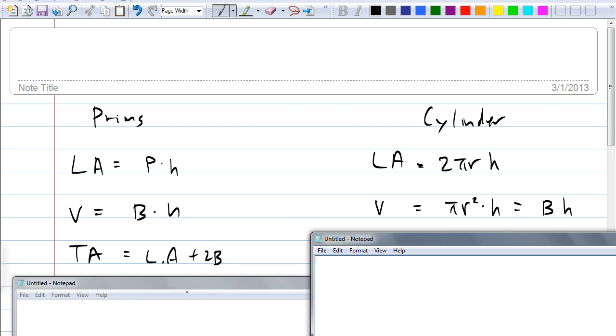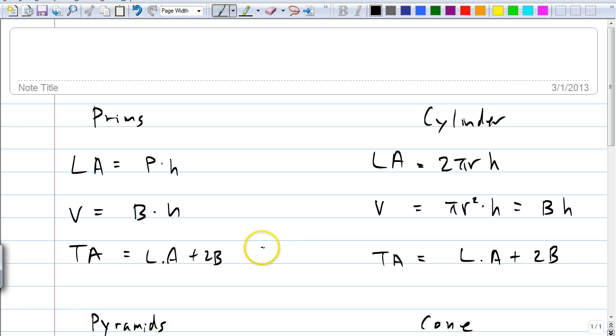What about cylinder? Hannah, what's the total area for a cylinder? LA. Yeah. LA plus 2B. Same as the total area for the prism. Do you guys see the difference? Well, not. Do you guys see the similarity? It's the same exact thing. Really. Yes? All right, let's move on to then the pyramids, okay?